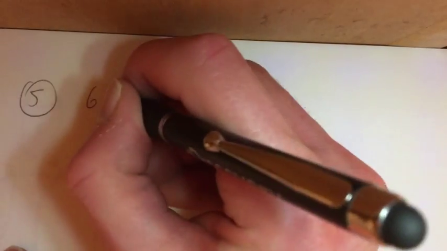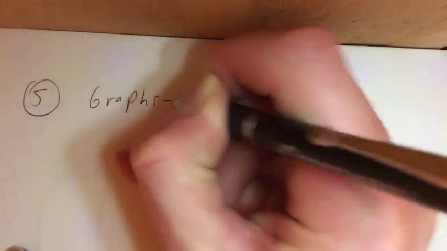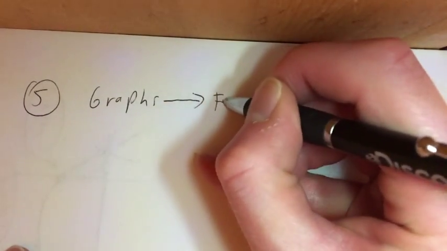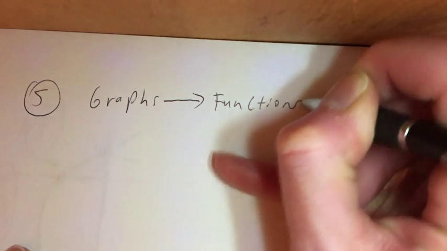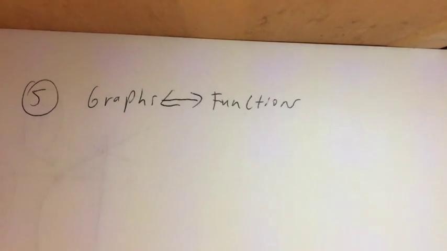Last thing I want to go over before I close the day, I know it's a bit of a long video. Last thing I want to talk about is just making sure we can go from a graph to a function and vice versa. There's not really going to be much on this on the test, but I do want to at least cover it. So graphs to functions and vice versa.